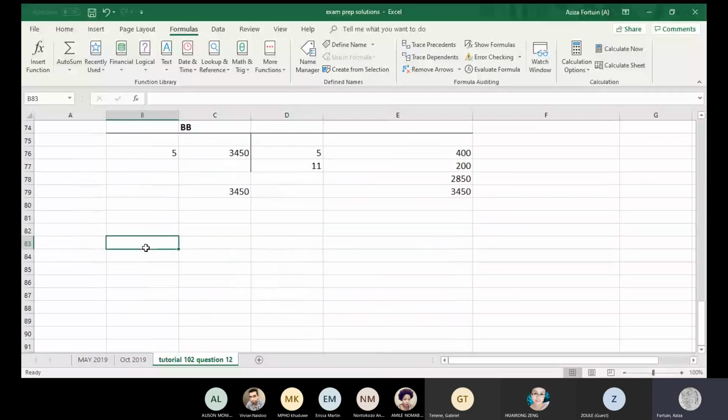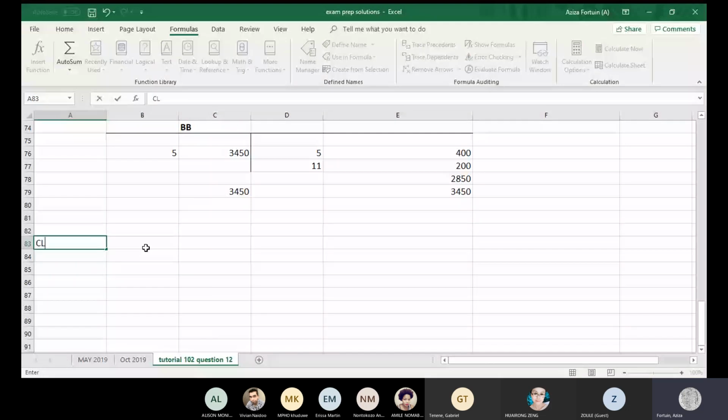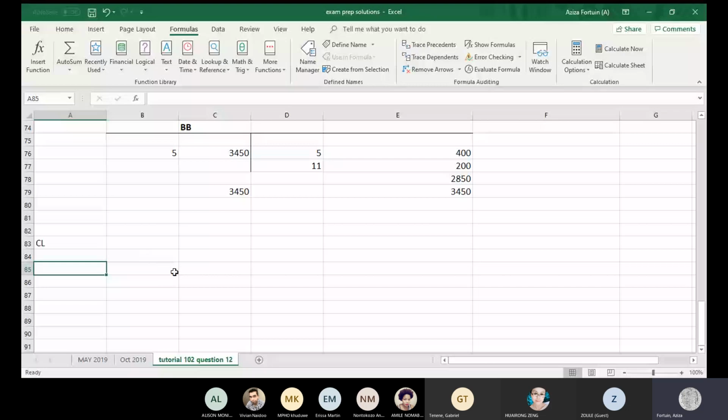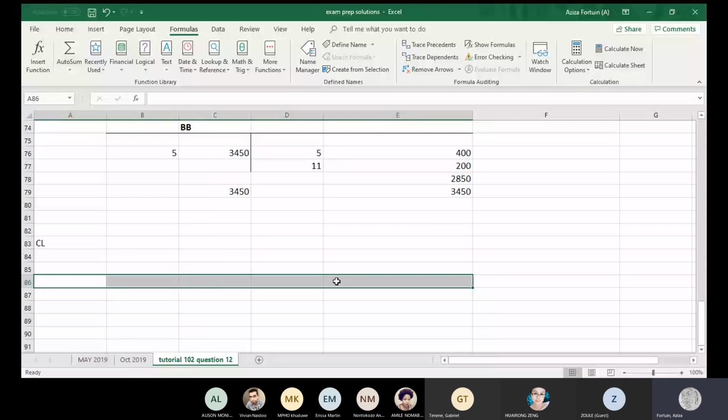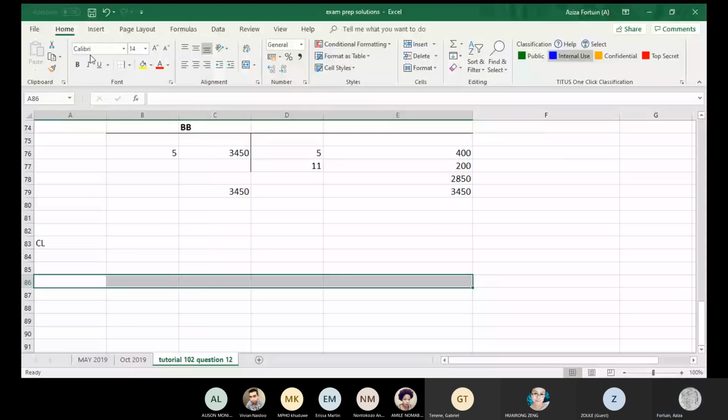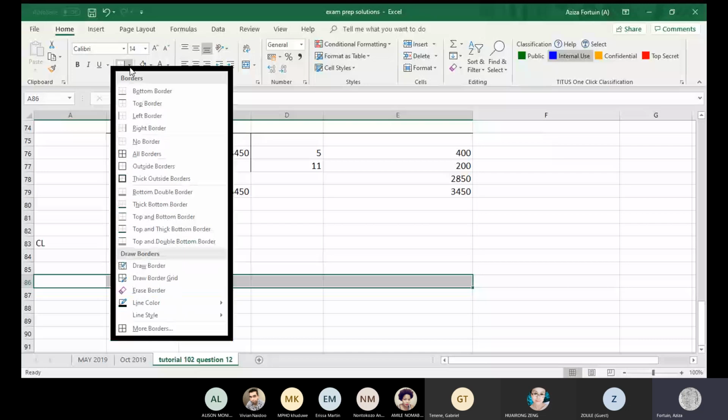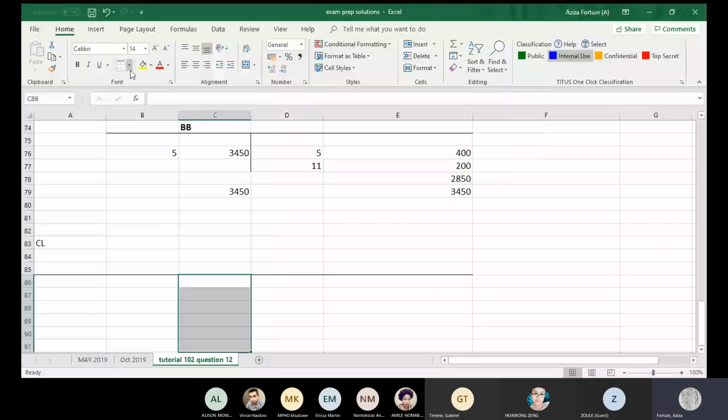Alrighty. Now we have to do the client's ledger. I want everybody to take 5 minutes and draw up your client's ledger so that you can see, when we do it now on the board, where you went wrong with the client's ledger. I'll give you 5 minutes.